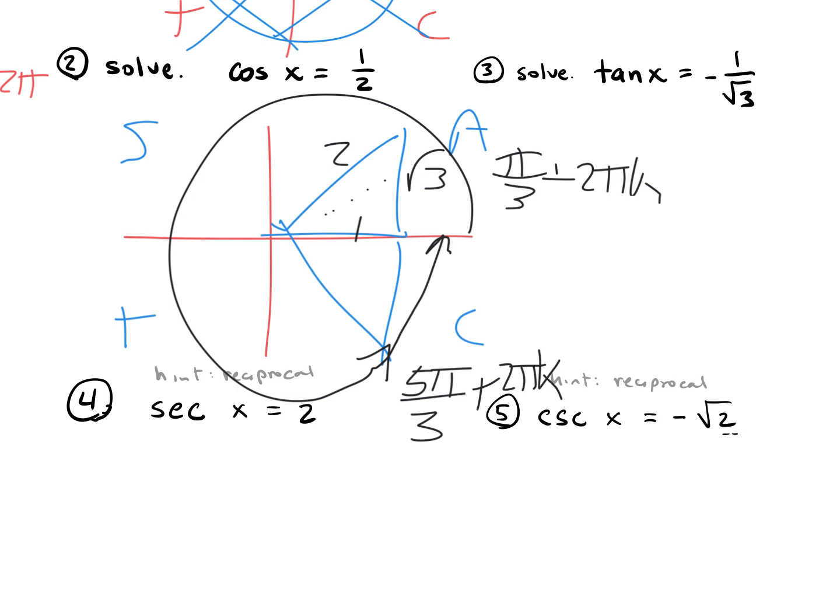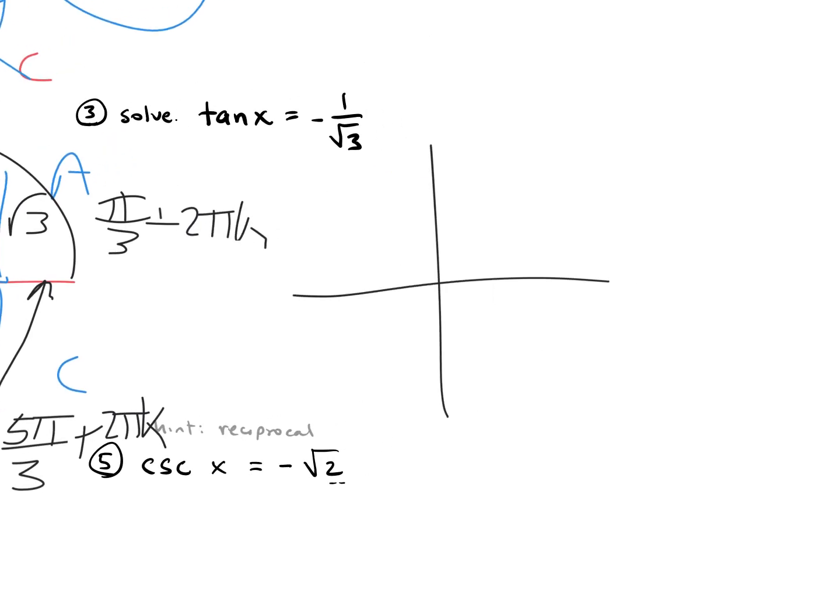Okay, awesome. And then lastly, this one, tangent is negative. So then it's A, S, T, C. And if tangent's negative, it can't be here or here because that's where it'd be positive.